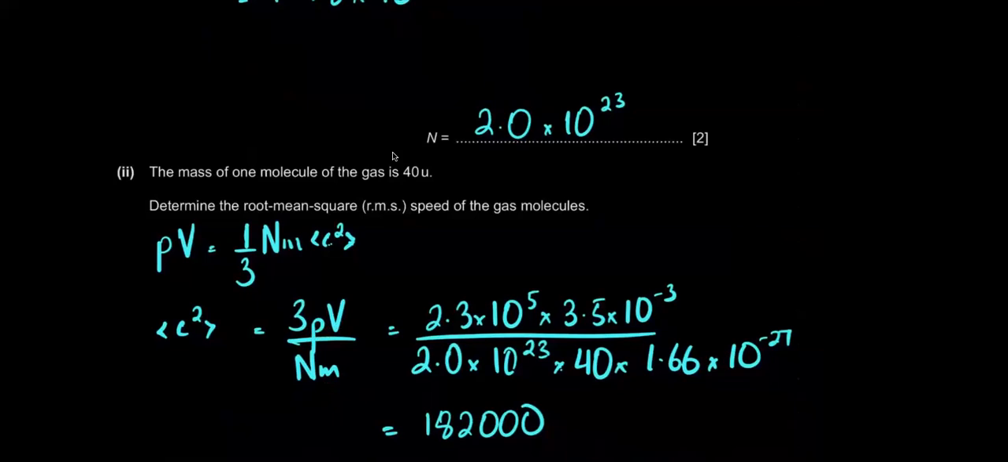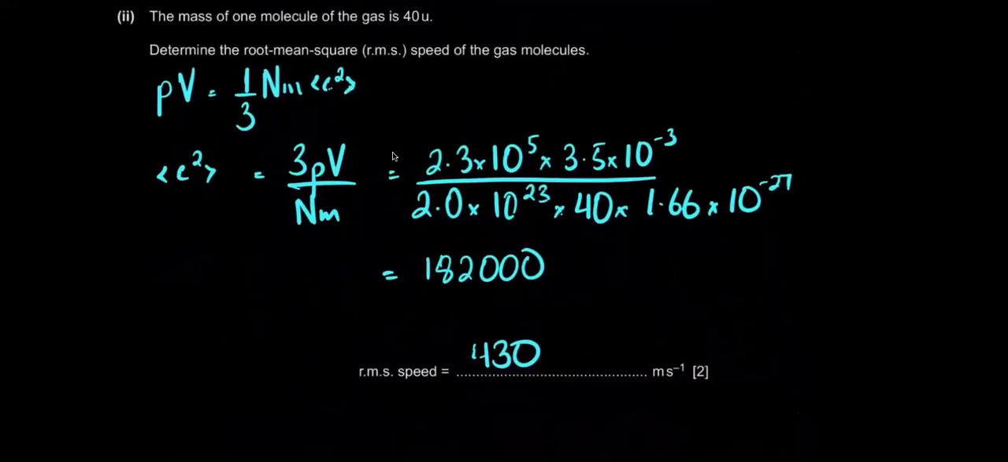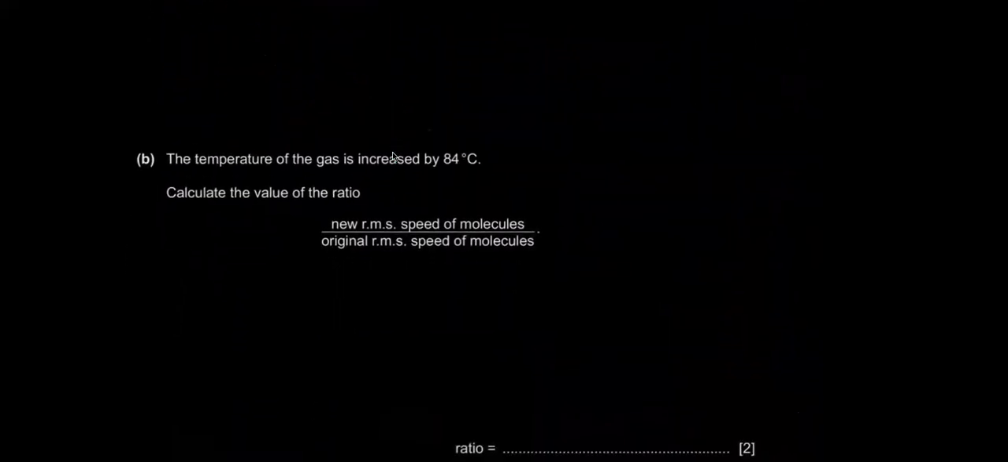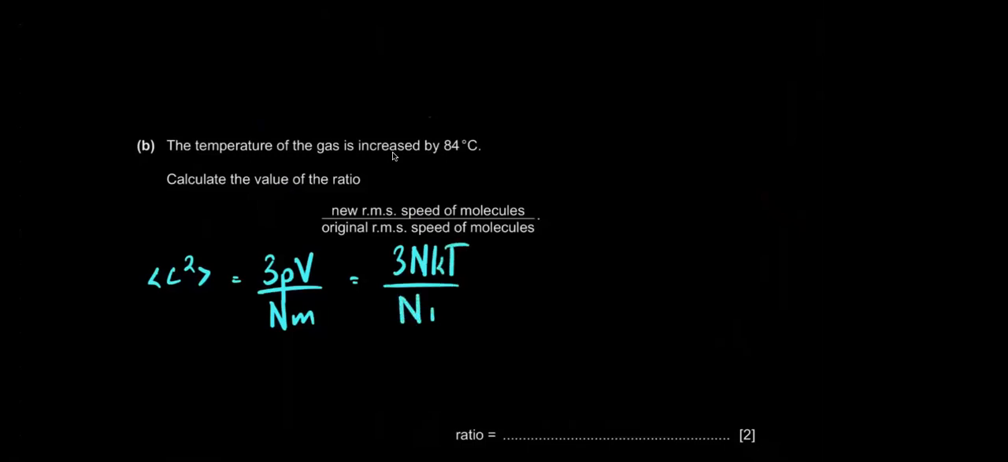Something we could have done in the previous part earlier, but I wanted to show you this in another part, just to show that you can do this using either of the methods. So the equation we were working with above was c squared equals 3PV upon capital NM. Here, instead of PV, if we write the right-hand side of the equation, this would become 3NkT upon NM. So these cancel out, and c squared is then simply equal to 3kT upon M.